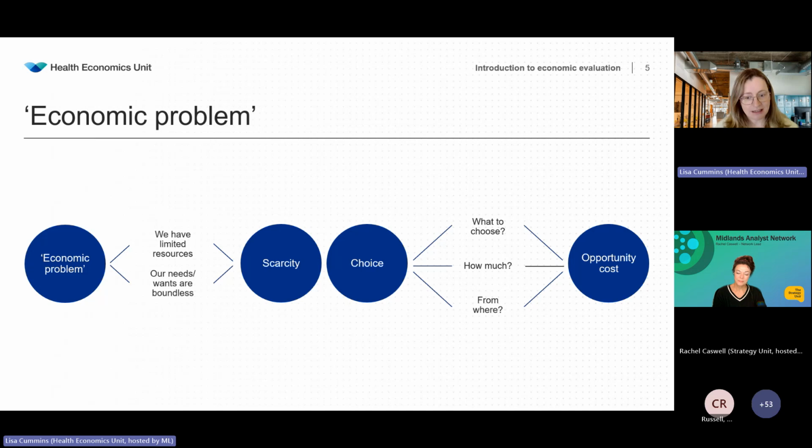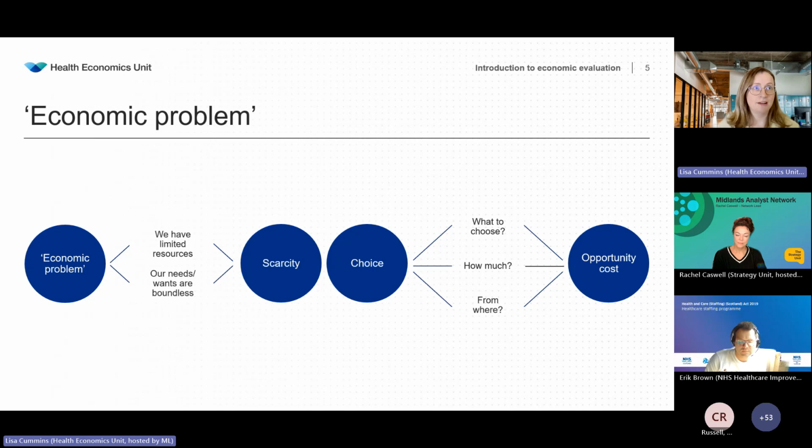But when we make a choice, there's inevitably going to be an opportunity cost. And this is another really important concept in economics. Opportunity cost is the benefit foregone from choosing one option over another. So if you choose to go to Glastonbury over another festival, the opportunity cost is the benefit that you would have gotten had you made your other choice and gone elsewhere, basically.